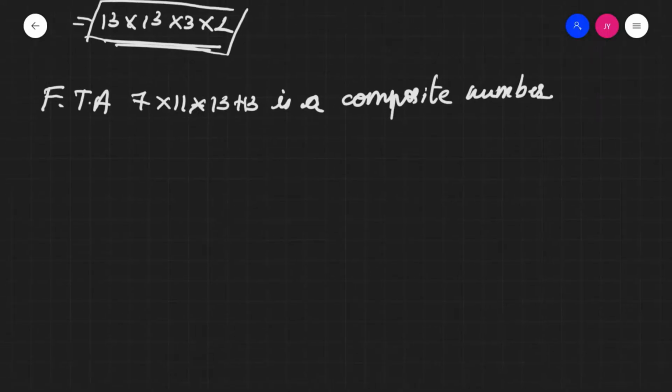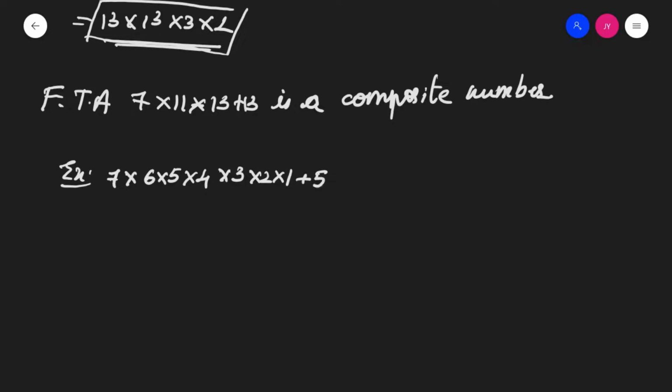Right? So let us see another sum in the same manner. Now the example is, explain why 7 into 6 into 5 into 4 into 3 into 2 into 1 plus 5 is a composite number. So we should show this whole number as a product of prime numbers. So here we have 5. Do we have 5 here? Yes, we do have 5 here.